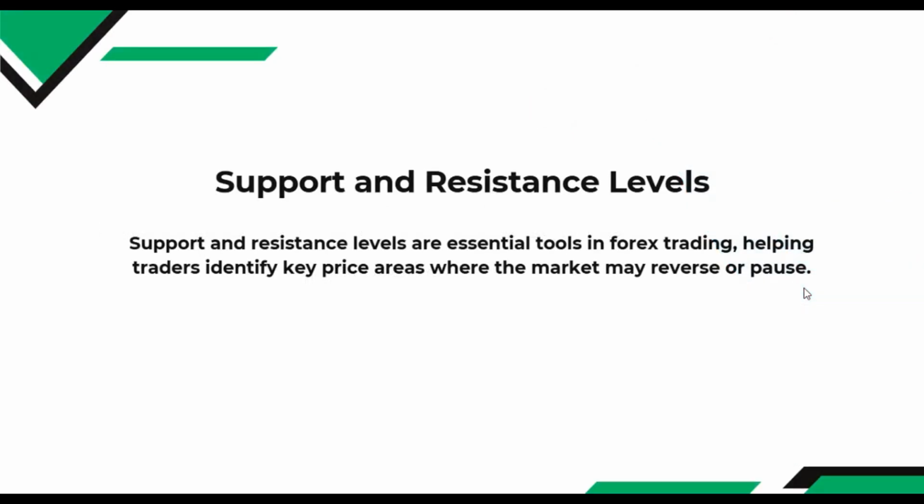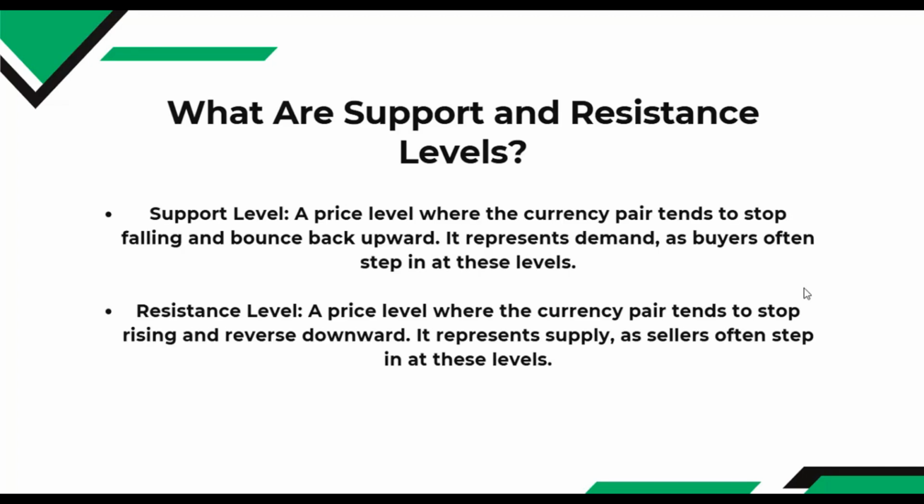So what are support and resistance levels? Support and resistance levels are essential tools in Forex trading, helping traders identify key areas where the market may reverse or pause. A support level is a price level where the currency pair tends to stop falling and bounce back upwards. It represents demand, as buyers often step in at these levels. On the other hand, a resistance level is a price level where the currency pair tends to stop rising and reverse downwards. It represents supply, and sellers often step in at these levels.